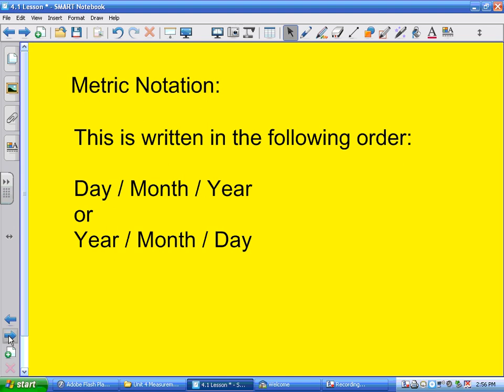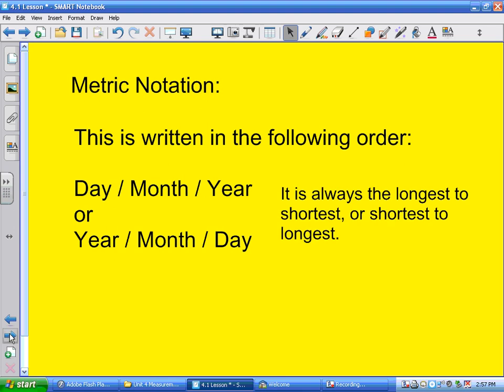Does anybody see a pattern that this shows? What's happening here is you go from day to month to year. Do you notice the size? The day is smaller than the month, isn't it? The month is smaller than the year. So this is increasing from the smallest to the largest. The second one is decreasing, or going down, from the largest, year, to the month to the smallest.